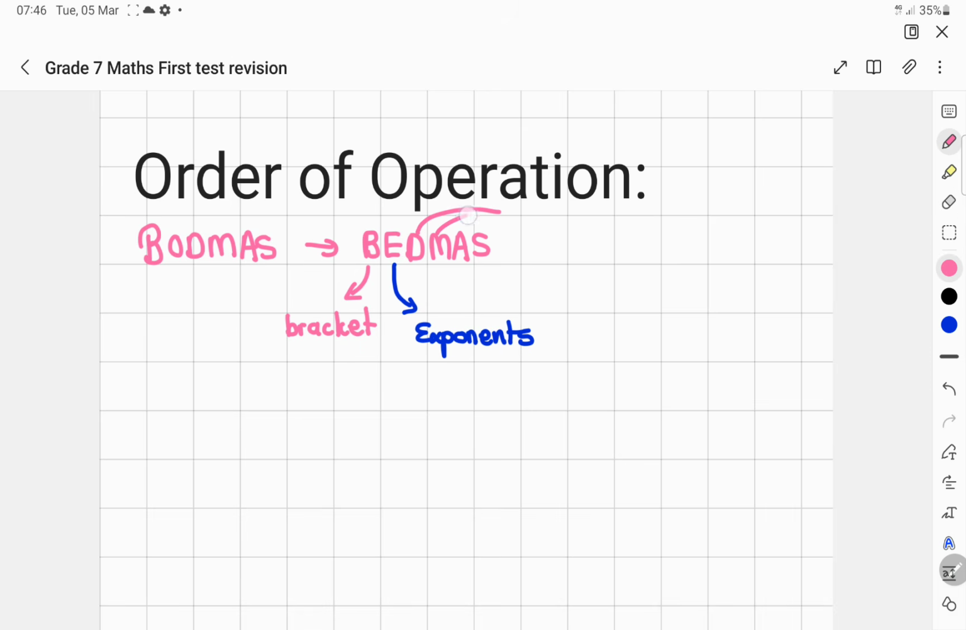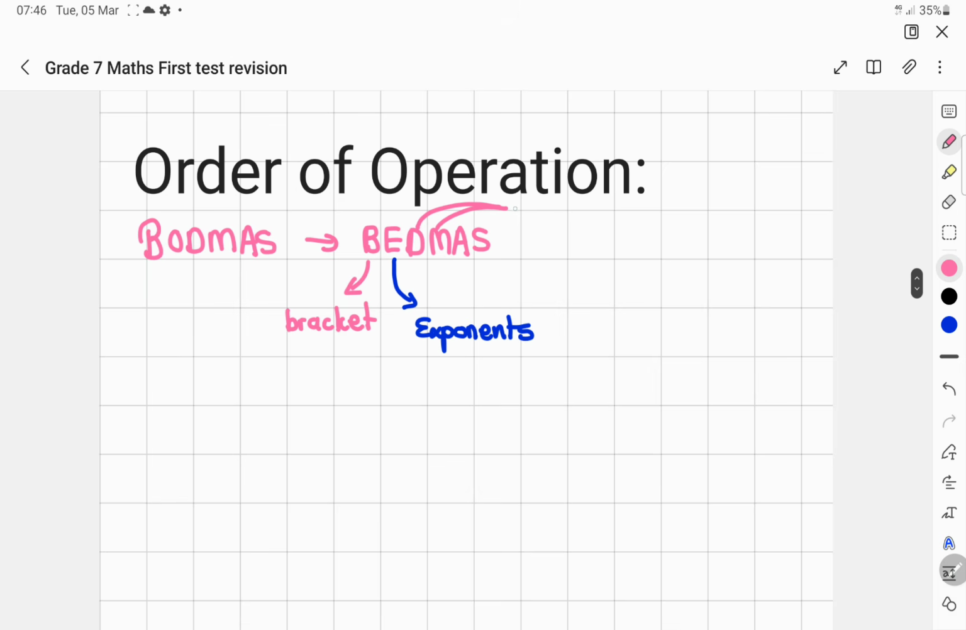Okay, division and multiplication happens at the same time. So I always say they've got the same ranking. If it's a king and a queen, they're both kings. All right, so division and multiplication. And if you are left with just division and multiplication, you work from left to right. So as you write, work from left to right.